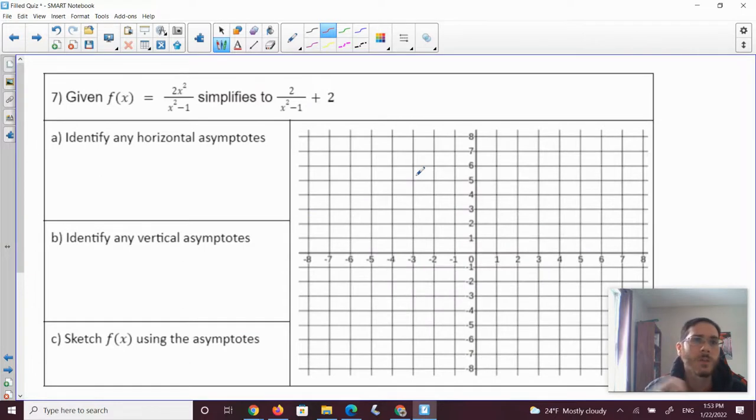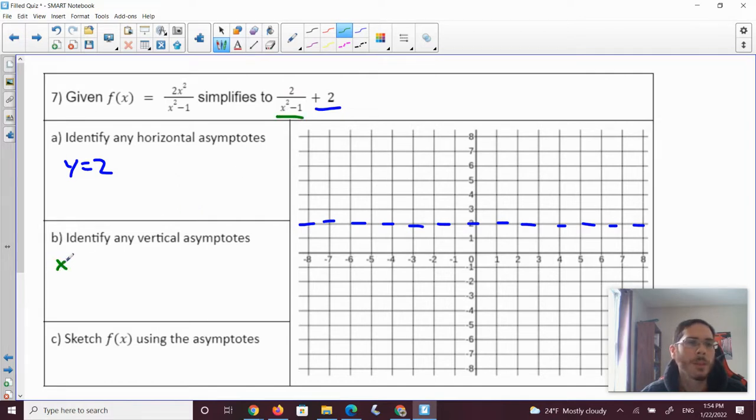All right. So for number 7, kind of same idea, except this time we've got a squared equation. So 2x squared over x squared minus 1, which simplifies to 2 over x squared minus 1 plus 2. So first thing we want to do, it says identify the horizontal asymptotes. That's our k value, so y equals 2.